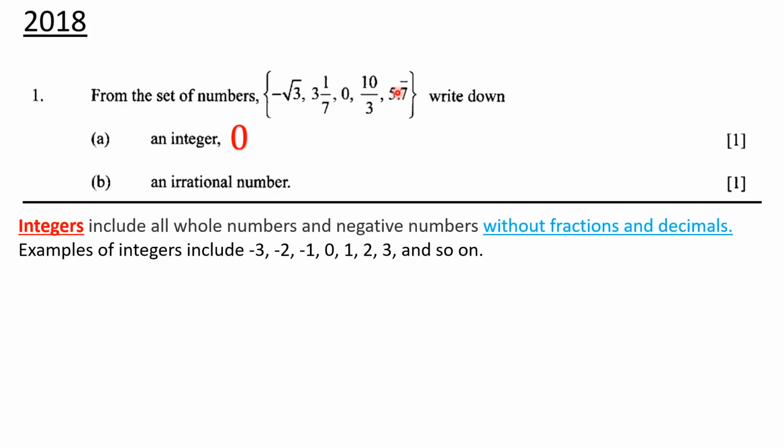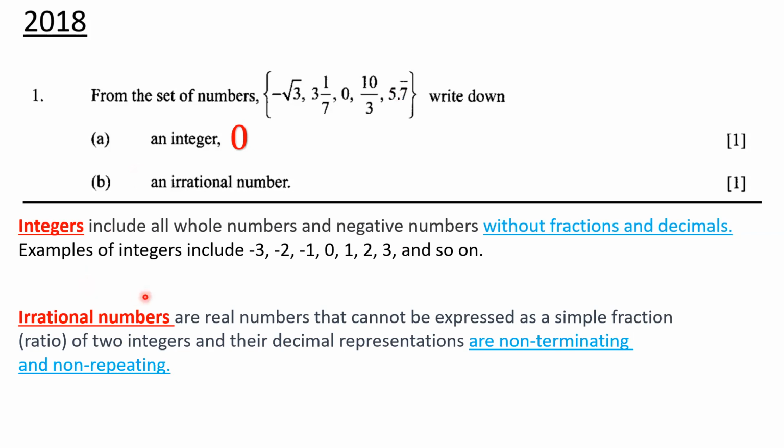Now, from the set of numbers, we're going to write down an irrational number. What do we mean by irrational number? Irrational numbers are real numbers that cannot be expressed as a simple fraction or ratio of two integers, and their decimal representations are non-terminating and non-repeating. What does that mean? When you say a decimal representation is non-terminating, that means it does not end, which means it continues on and on and on. When you say it's non-repeating, you mean that it doesn't have a consistent repeating pattern.